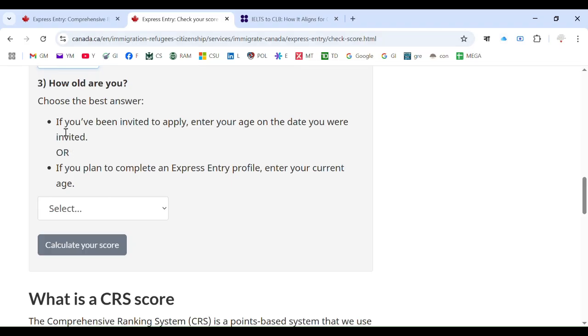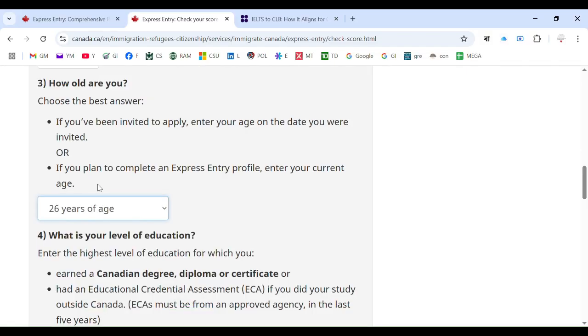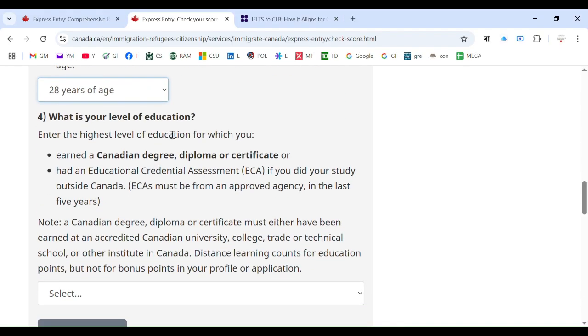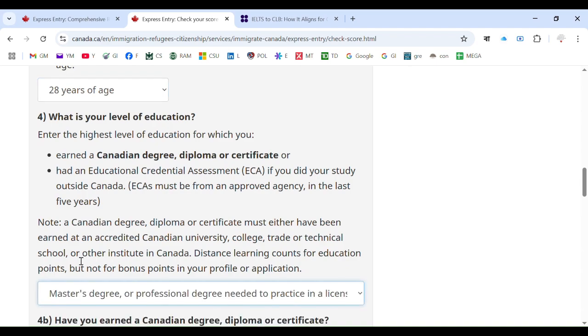Okay, how old are you? For example, if your age is 26 or in your 20s, like 28, then it is 28. What is your level of education? For example, you have a master's, so you pick master's. So what is your level of education?